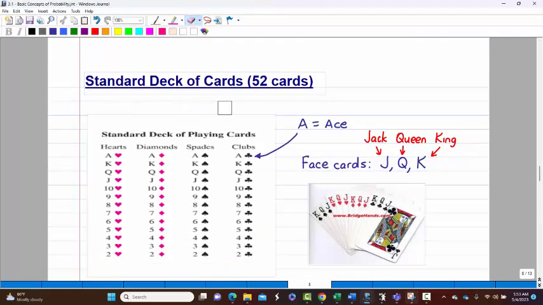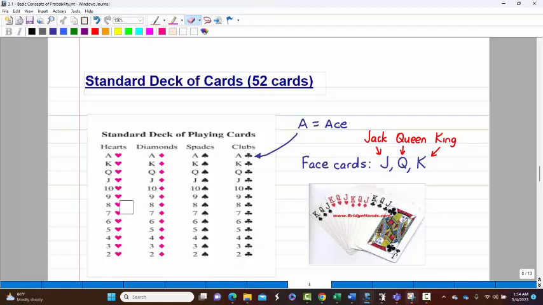A standard deck of 52 cards has 4 suits: hearts, diamonds, spades, and clubs. Kind of makes me think about Lucky Charms cereal. I'm too old for that much sugar anymore now. Well, it was great when I was a kid. Anyway, there are 13 of each one of those. So 4 times 13 makes 52.